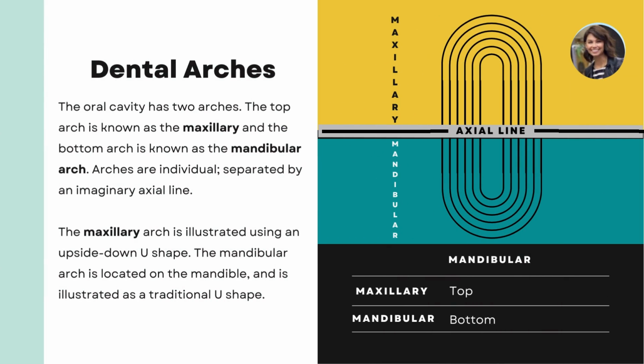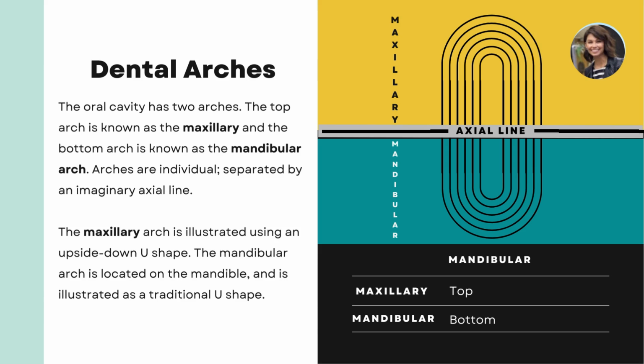In this slide, we're going to look at dental arches. The oral cavity has 2 arches. The top arch is known as the maxillary, and the bottom arch is known as the mandibular arch. These arches are separated by an imaginary axial line. The maxillary arch is typically illustrated using an upside-down U shape. The maxillary arch is located on the maxilla, and the mandibular arch is located on the mandible. The mandibular arch is typically illustrated as a traditional U shape in a diagram.